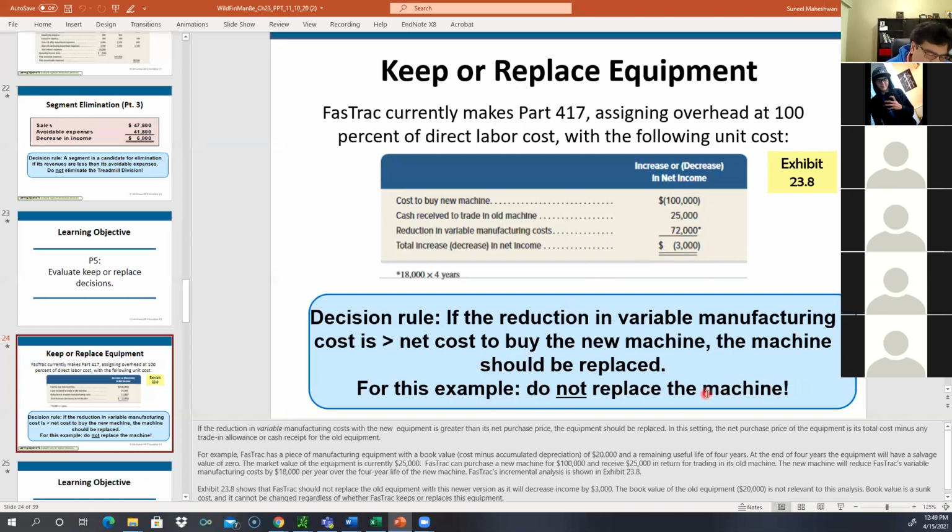Again, the concept behind all these problems is very straightforward. If you're making money, keep it, do it. If not, lose it. Is everyone good with that, please?